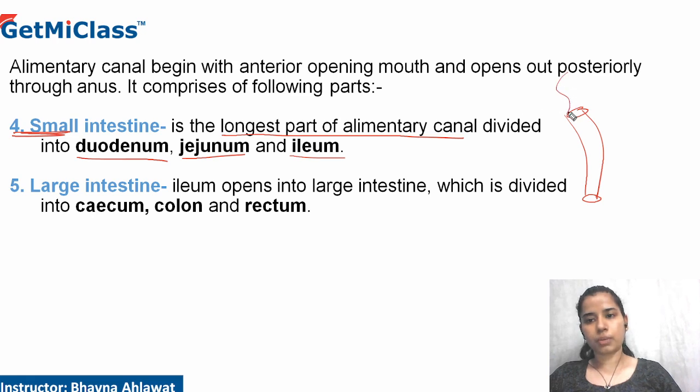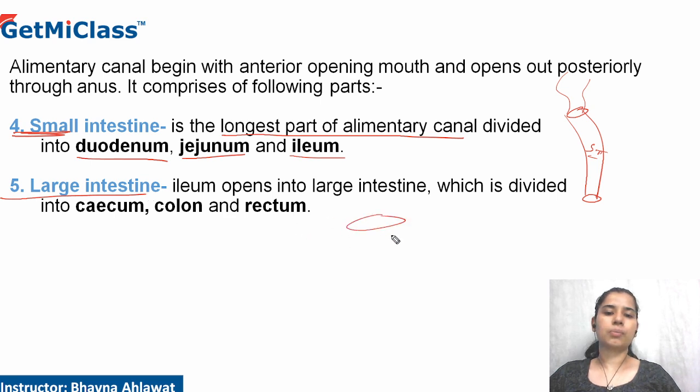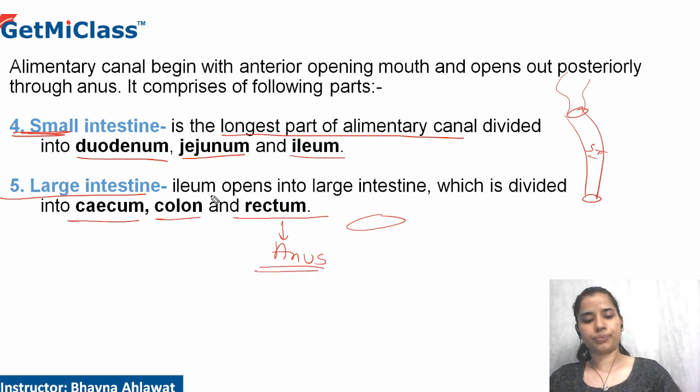So from the stomach it will join with the small intestines. After the small intestines, we have the large intestines, with broader diameter, and they are divided into cecum, colon and rectum. After the rectum we have the anus as the other opening of the alimentary canal.